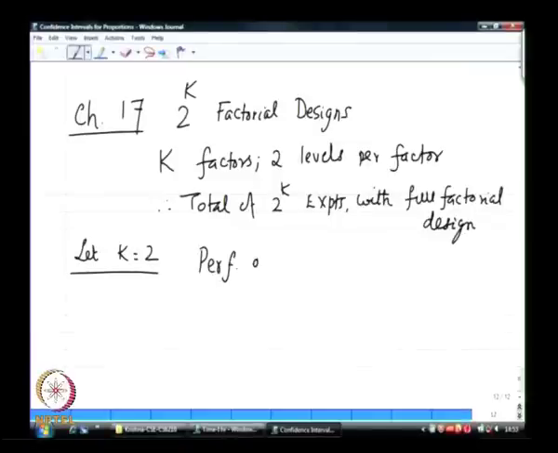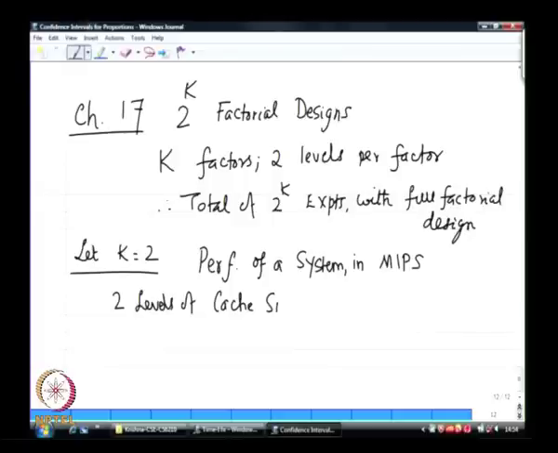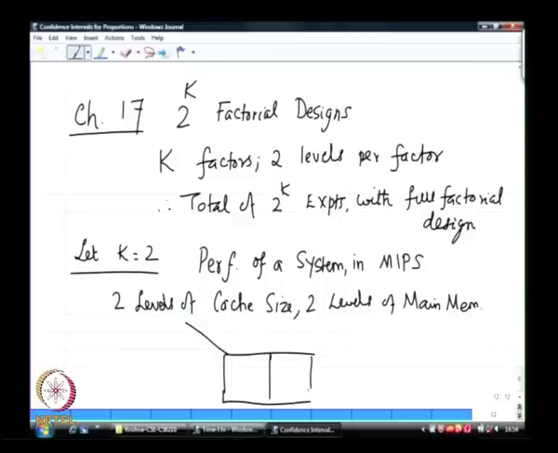So we look at these numbers first, and then we look at some derivations later on. So performance of a system measured in MIPS. There are 2 levels of cache size, 2 levels of main memory size. So this is cache, this is main memory, this is 4, this is 16.